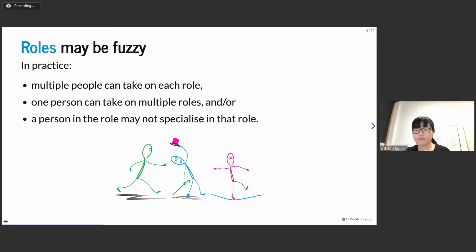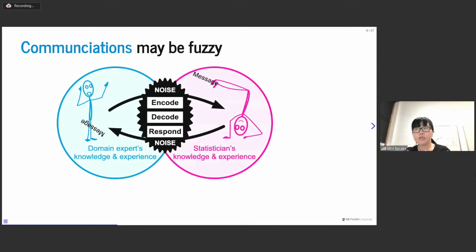So the roles are rather fuzzy. And even if we have a very clear set of roles, these different individuals will still have to communicate in order to share what they know to really conduct an experiment. So the thing is, communication is inherently fuzzy. And this is where we can learn more by looking at the area of communication theory.